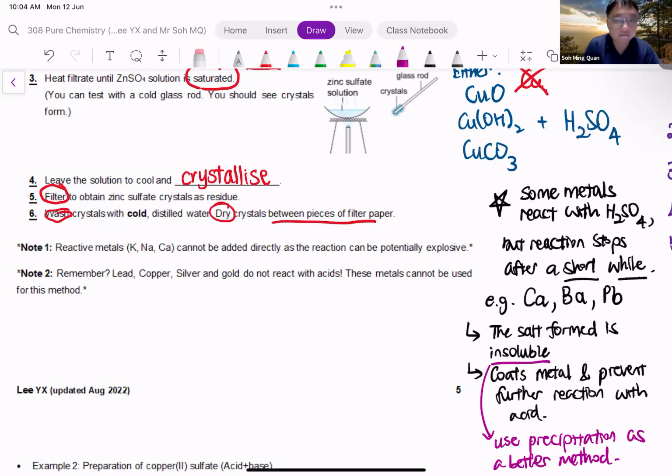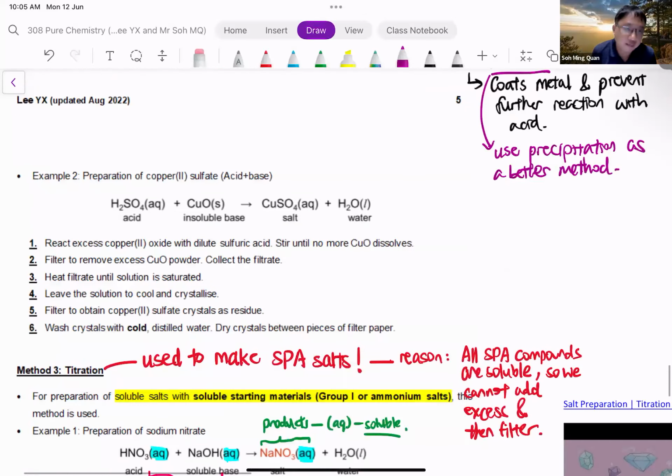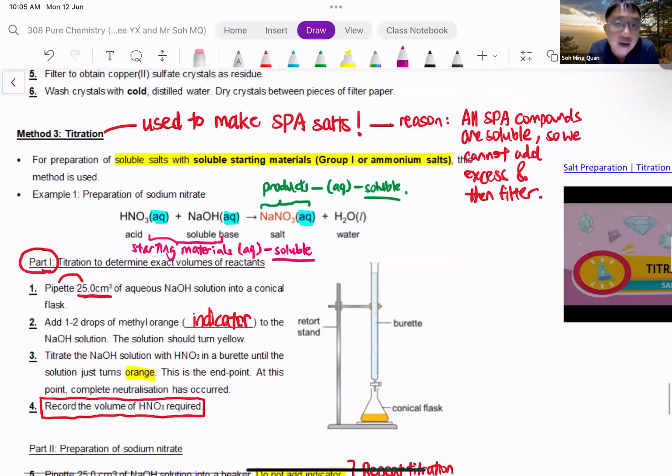Okay? So this method of reacting acids with excess insoluble solid is a method that can be used to make a lot of soluble salts, which are not spar. Okay? Okay, so the final method is titration. Titration is used to make spar salts.